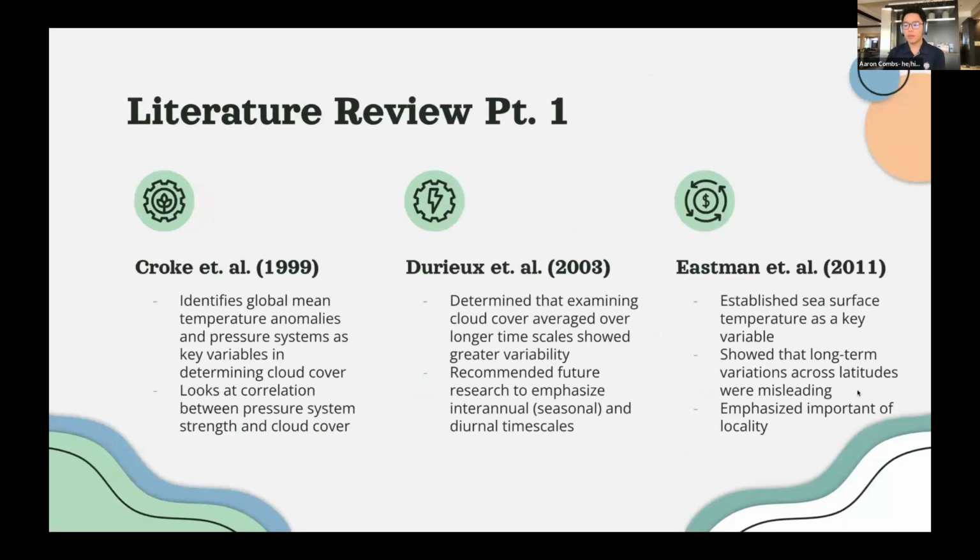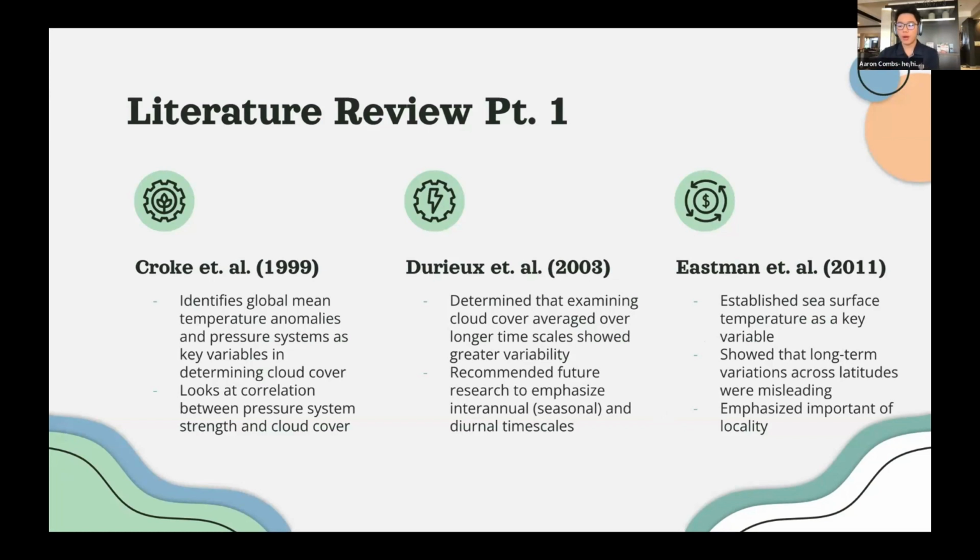To establish a scientific foundation upon which I could conduct my research, I conducted a broad literature review. Here, I noted some key papers that helped me narrow my focus and direct my methods. For example, in Croak et al., the authors identified global mean temperature anomalies and pressure systems as key variables to include in cloud cover analysis. Later on, in Durio et al., it is recommended to examine cloud cover over seasonal and diurnal timescales. This is later confirmed in Zhou et al., where the authors identified that decadal cloud feedback deviates from long-term trends.